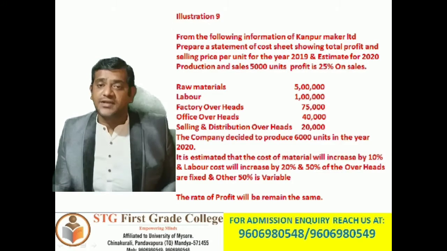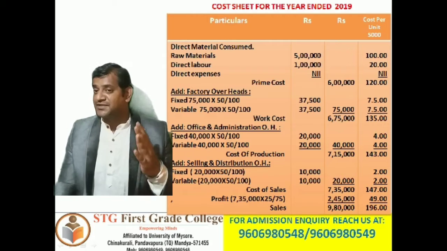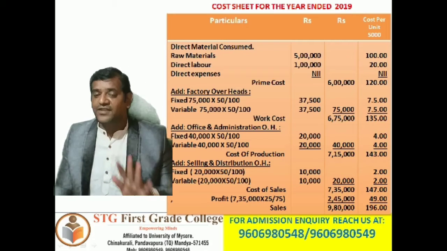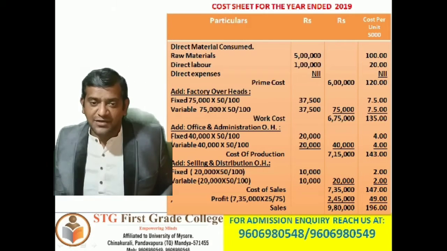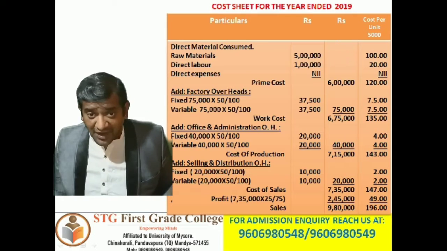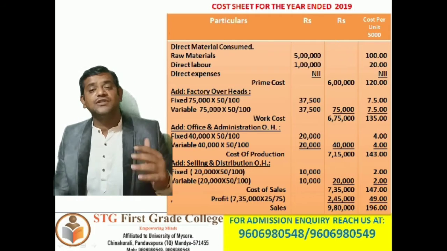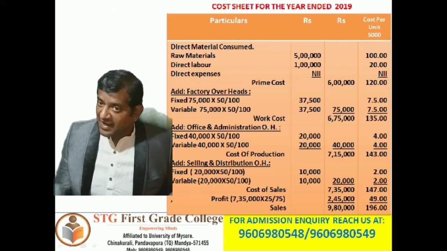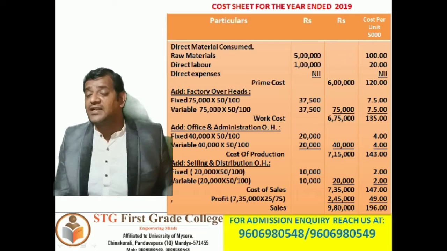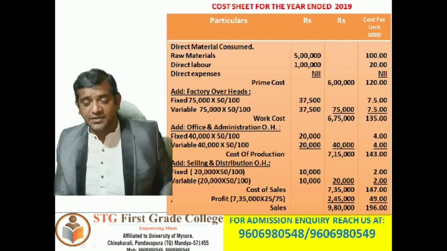So let us open a table. Cost sheet for the year ended 2019. Particulars, rupees and cost per unit. The number of units produced is 5,000. Take down material consumed, direct material consumed. Under that, raw materials 5 lakh rupees, direct labor 1 lakh, and there are no direct expenses, so nil. So 5 lakh divided by 5,000 is 100, then 1 lakh divided by 5,000 is 20 rupees cost per unit. Since direct expenses is nil, cost per unit is also nil.